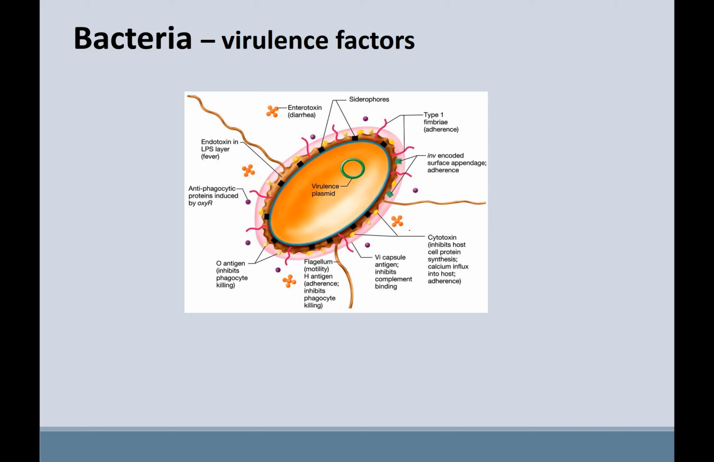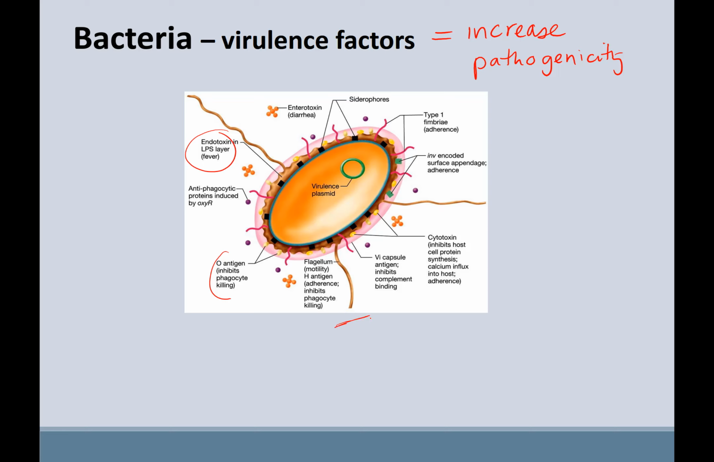And the last slide we have for bacteria is talking about virulence factors. So this is anything that increases pathogenicity or disease causing. And this is trying to just kind of summarize some of the things that we've talked about. So we've talked about LPS, an endotoxin. An endotoxin means it stays with the bacteria. That's, remember, in gram negative. We have things like O antigen, which inhibits phagocytes, and we'll talk about the immune system.